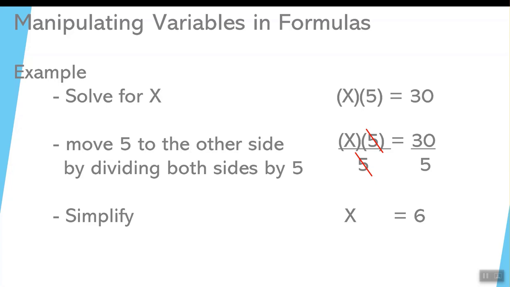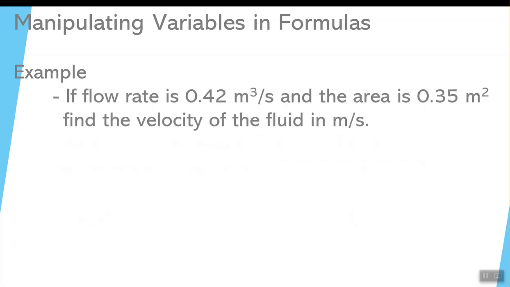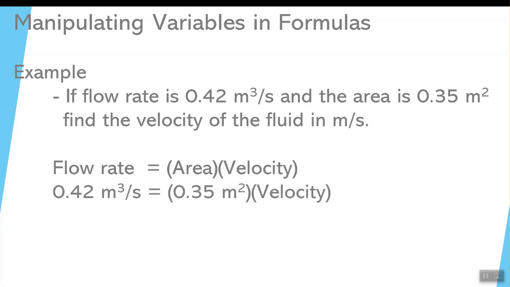Now let's take that to a little bit higher level. When we are dealing with water and wastewater formulas, at the base level, it's really easy when the unknown is already by itself and the known values are on the other side. For example, in this question, the flow rate is 0.42 cubic meters per second. The area is 0.35 meters squared. And then we're supposed to find the velocity of the fluid in meters per second. Now, this would be really nice if flow rate was the unknown and the area and the velocity were given. But in this case, that's not happening. In this case, the velocity is the unknown. The velocity is the meters per second.